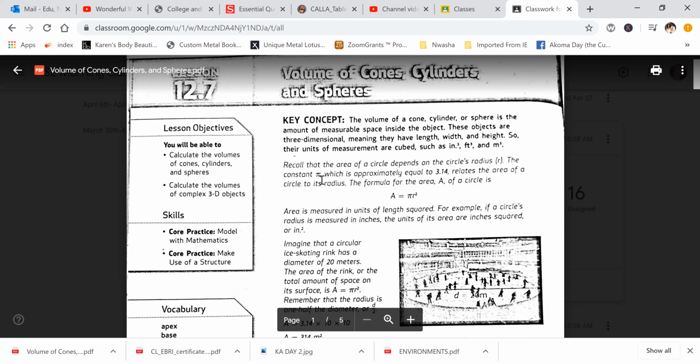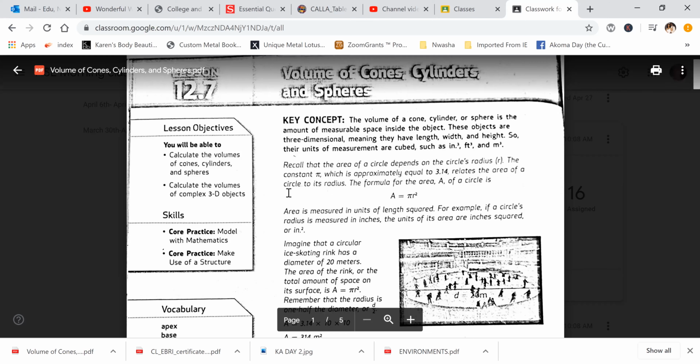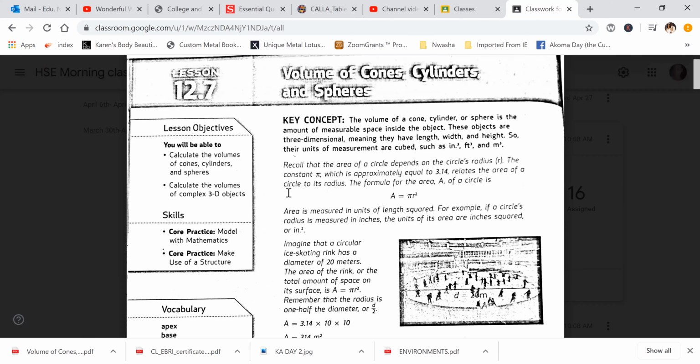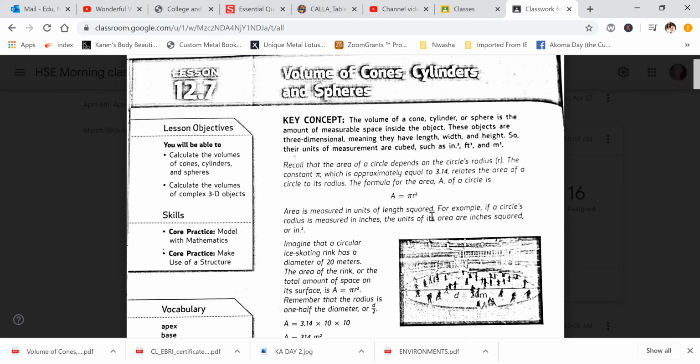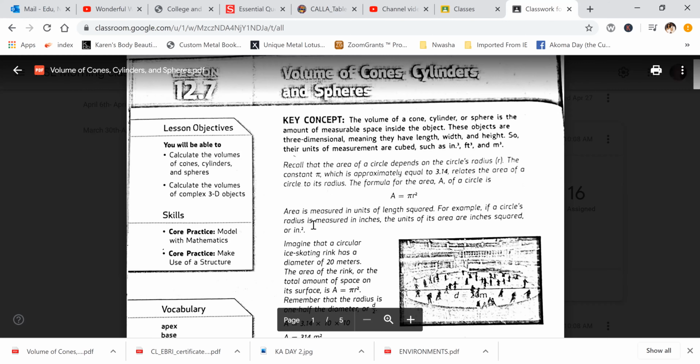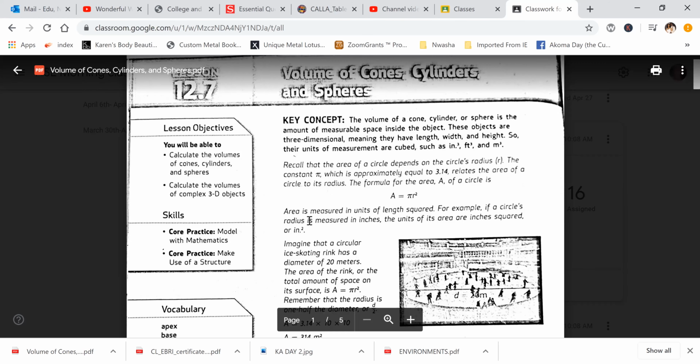This is reminding you, recall that the area of a circle depends on the circle's radius. The constant pi, which is approximately equal to 3.14, relates the area of a circle to its radius. The formula for the area, or capital A, of a circle is A equals pi r squared. We had this one with the two-dimensional shapes. Now they're mentioning the skating rink. Area is measured in units of length squared. For example, if a circle's radius is measured in inches, the units of its area are inches squared, with the tiny little 2.